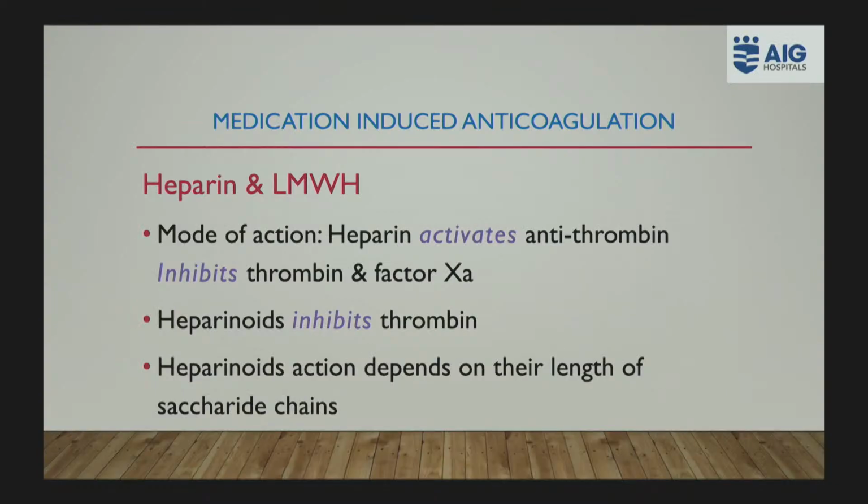Medication-induced coagulation. The next drug class is heparin and low molecular weight heparins. Heparin remains one of the oldest anticoagulant medications, discovered in 1916, that is still in use. It acts by activating antithrombin, which in turn inhibits thrombin and factor 10A. Heparinoids are the heparin analogs, whose action depends on the length of the saccharide chains. They also inhibit thrombin.